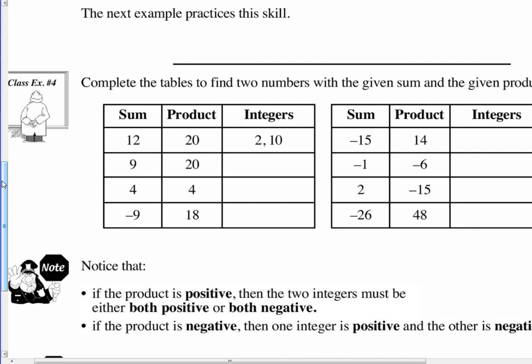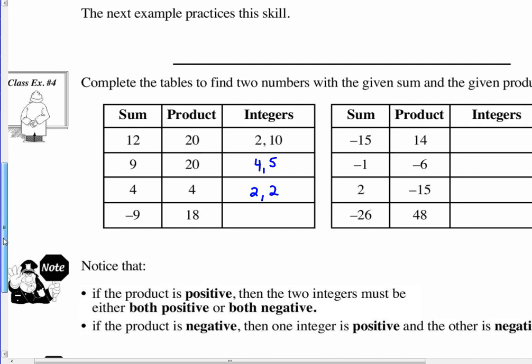If I want my sum to be 12 and my product to be 20, and I need 2 numbers to do that, would you agree that 2 and 10 would work? 2 and 10, if you add them together, does that give you a sum of 12? Yeah. Product of 20? Yeah. You can find 2 numbers that sum to 9 and multiply to 20. 4 and 5. Good. It's like a puzzle. Okay, I want you to find 2 numbers that sum to 4 and product to 4. 2 and 2.